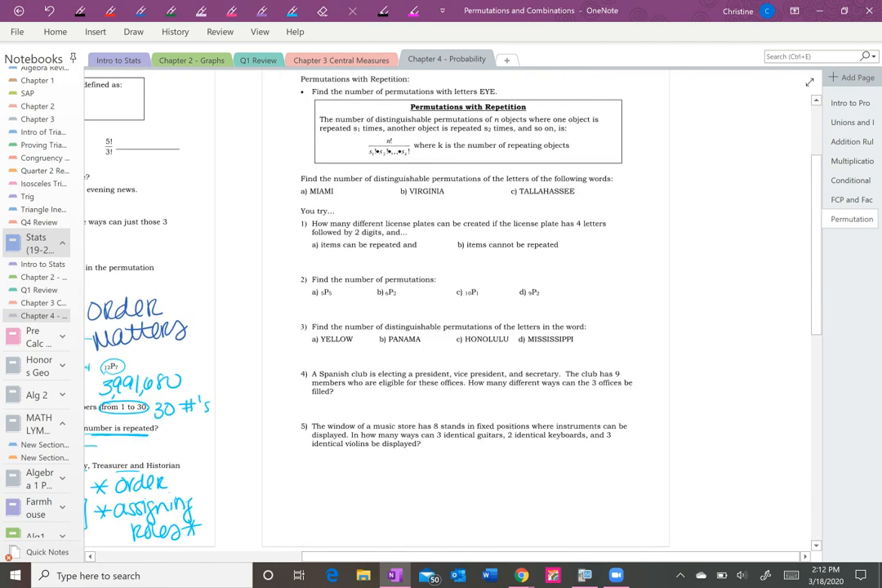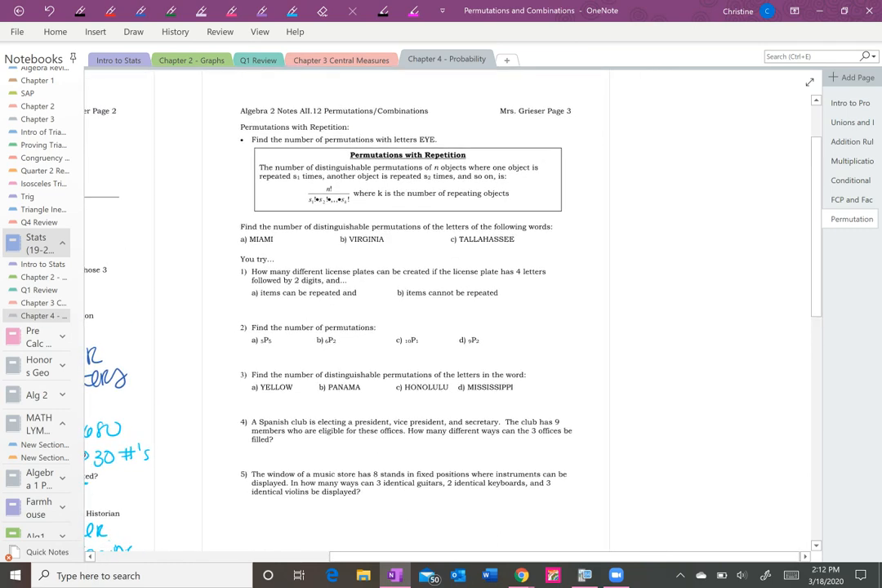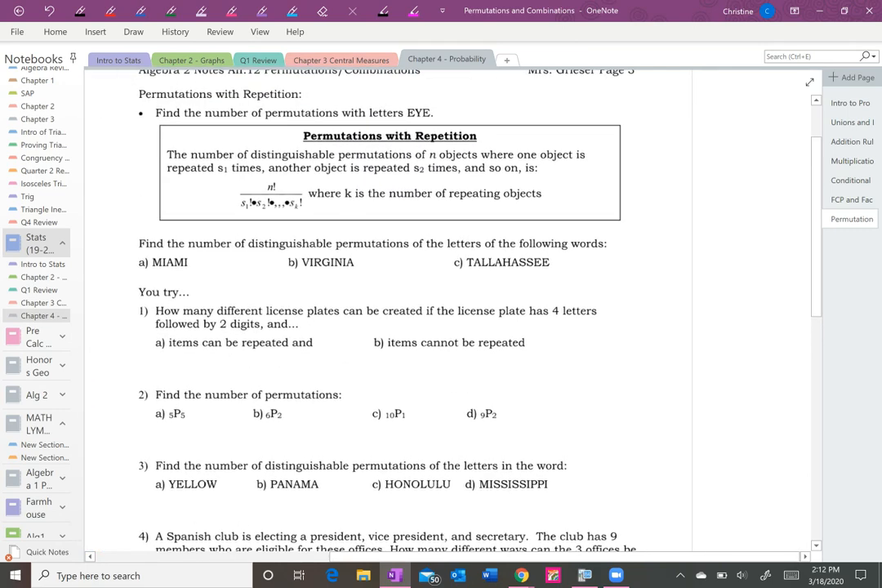Okay, and then I'm going to do this, and then I'm going to leave the rest of the notes for tomorrow. So let's just do permutations today. If you have a word or a time where something can repeat, you have to do a different formula, okay?